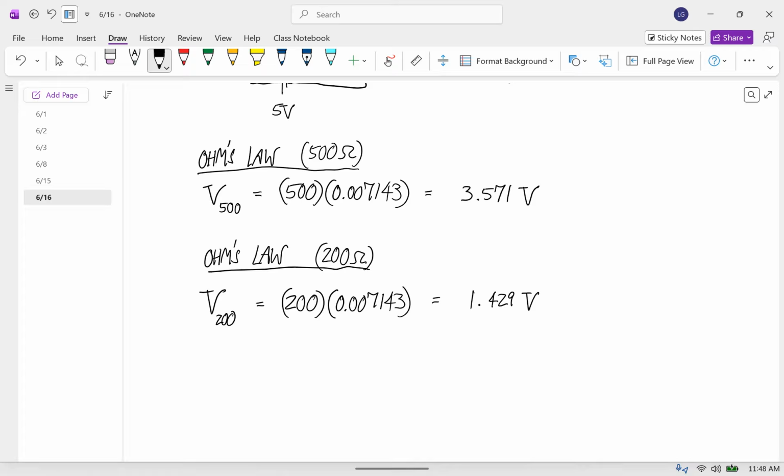Okay, any questions about that? So I'll give you some problems to work on with the multimeter and with series resistors. And then we'll finish this stuff up and start talking about the robot project tomorrow. All right, goodbye.